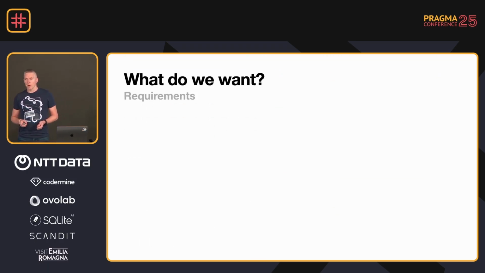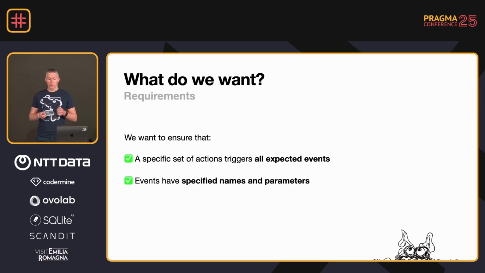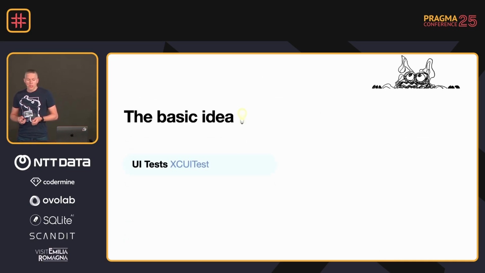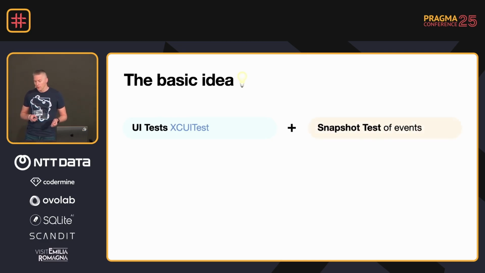Let's put together some requirements. What do we want? First, we would like to ensure that all specified events are triggered for a specific set of actions. Second, we would like to ensure that those events have the names and parameters which we expect. And at the end, we would like to ensure that no extra events are triggered, which could also be a wrong scenario.